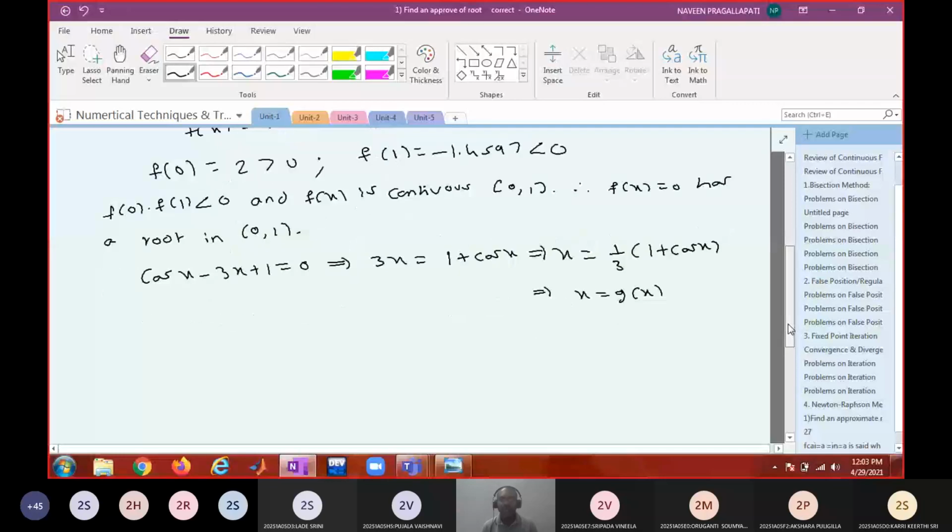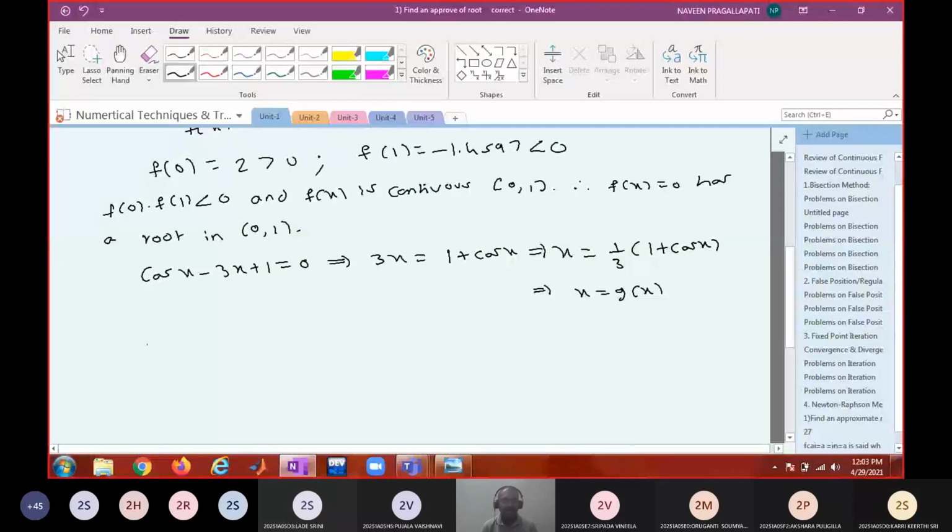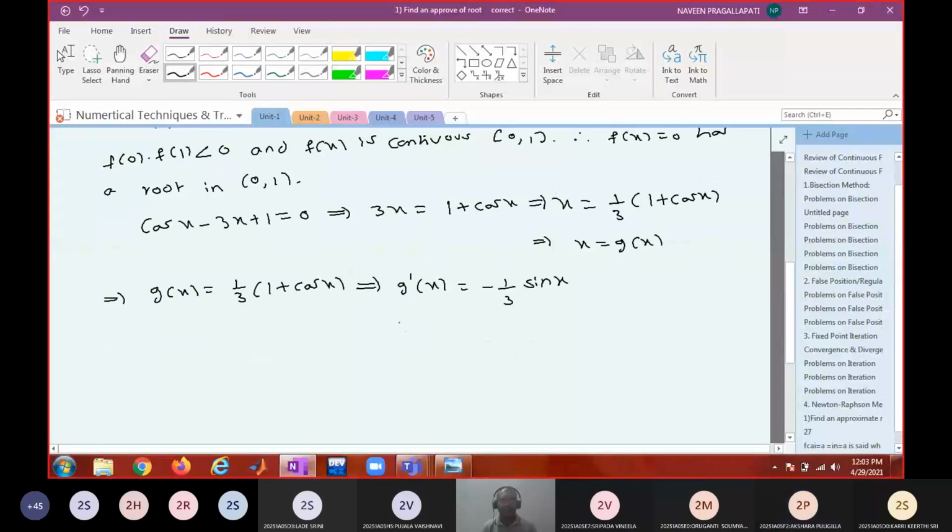Okay, so let us see what is g of x. So g of x equal to 1 by 3 times 1 plus cos x, means what? What is g dash of x? Minus 1 by 3 sin x. Do you agree? Yes, sir. And what is modulus of g dash of x? Less than 1.